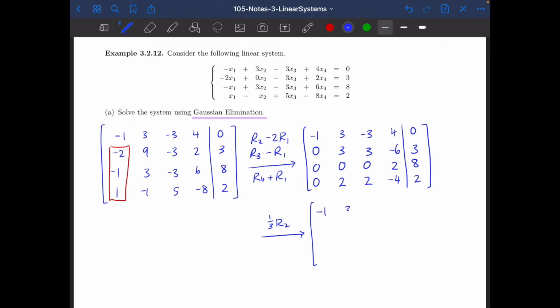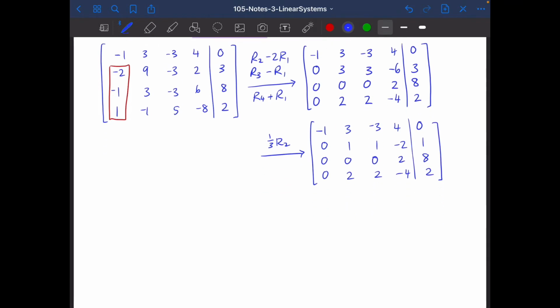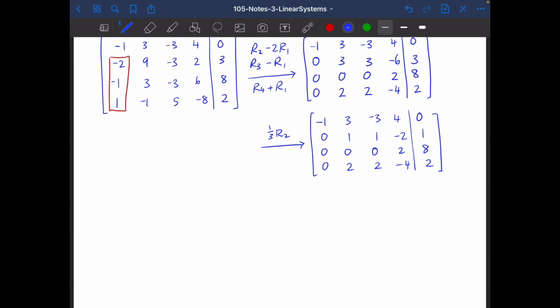So my first row stays the same, -1, 3, -3, 4, 0. The second row is now 0, 1, 1, -2, 1. The third row stays the same, 0, 0, 0, 2, 8. And the fourth row is still 0, 2, 2, -4, 2. Now I can use the second row to clear the fourth row. Row 4 minus 2 row 2 will be the elementary row operation that achieves that.